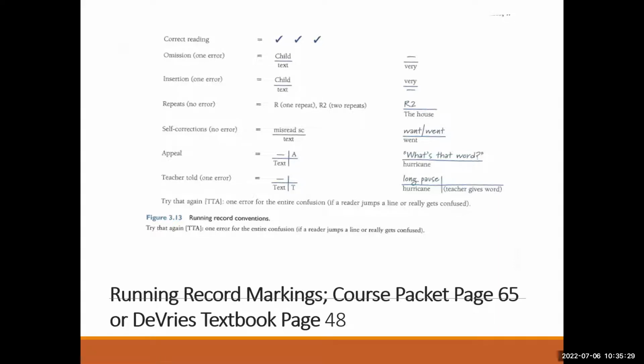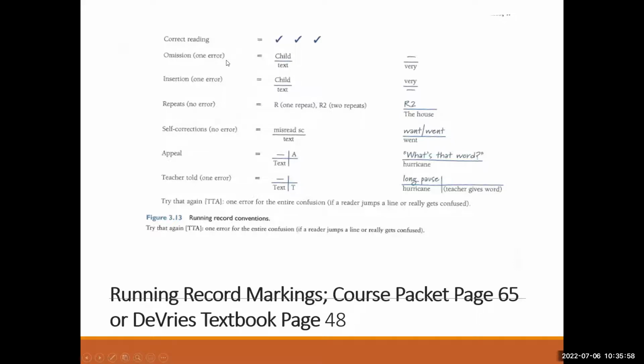The easiest marking is when they're just reading along and they're reading words correctly, every single word. You're going to put a check mark. So that's pretty simple. Then the next thing you're going to do is if they leave out a word, the general rule is whatever the child says goes on the top, above this line, and whatever they should have said, or what the text says, goes on the bottom.